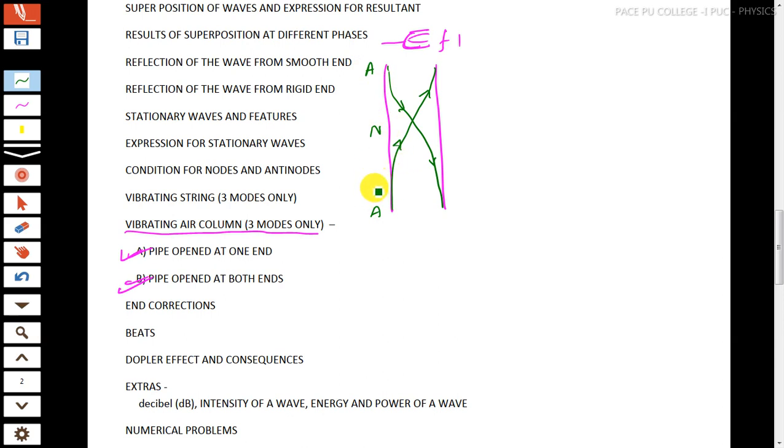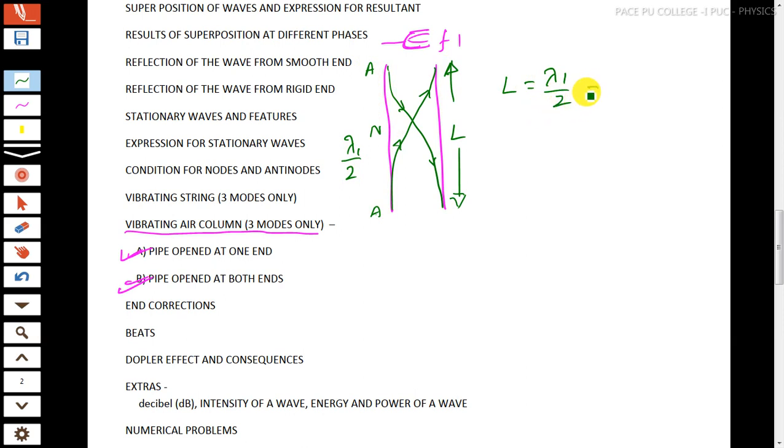So this is lambda by 4 from antinode to node, and again lambda by 4 from node to antinode. In total it is lambda by 2. Since it is the first mode, I write it lambda 1. The length of the tube is as usual L. So what can I write for L then? L should be equal to lambda 1 by 2.